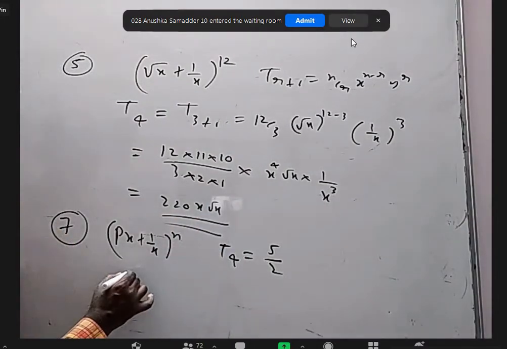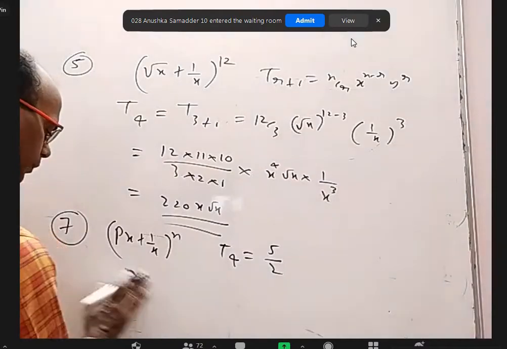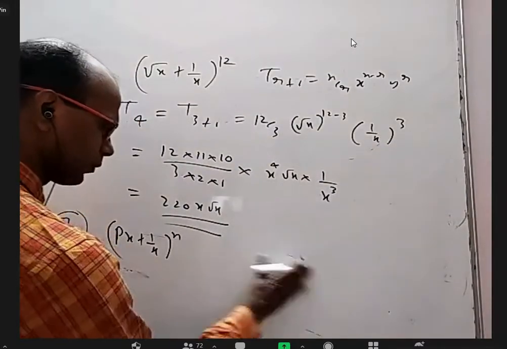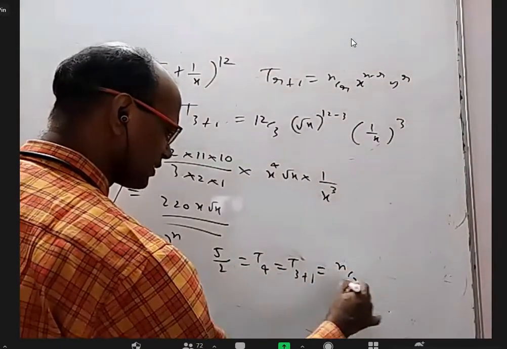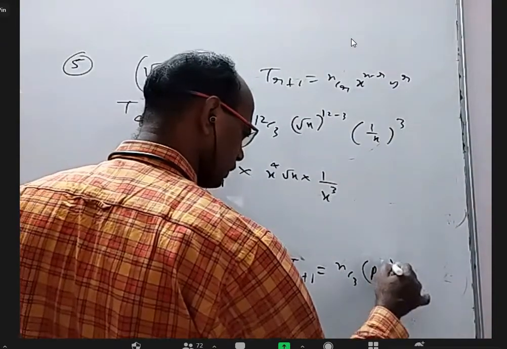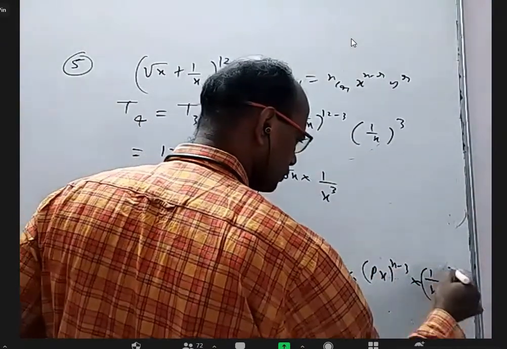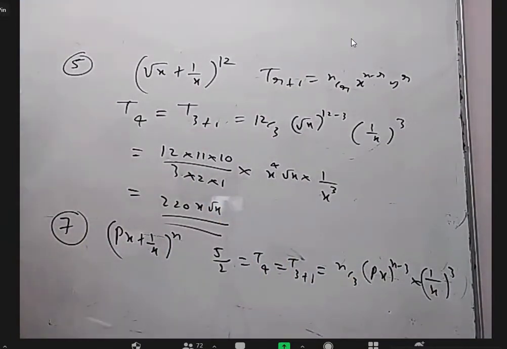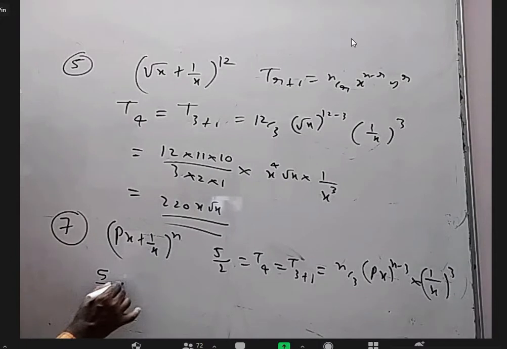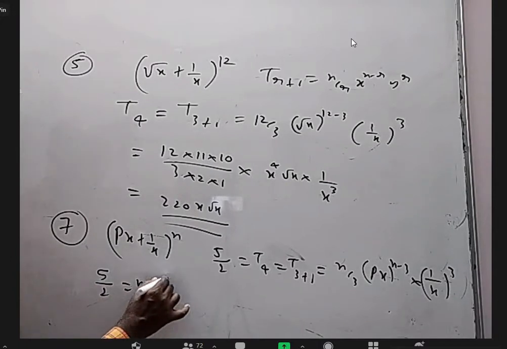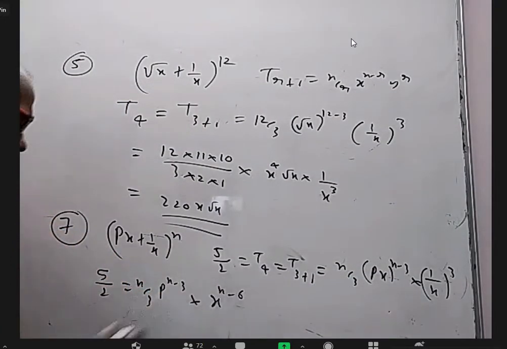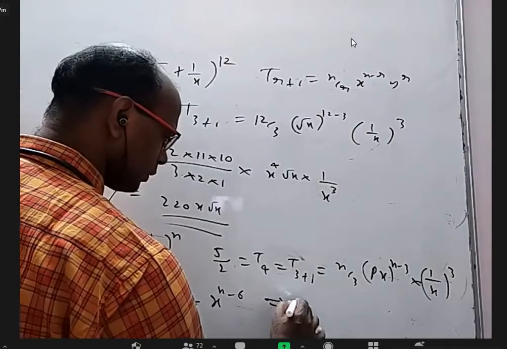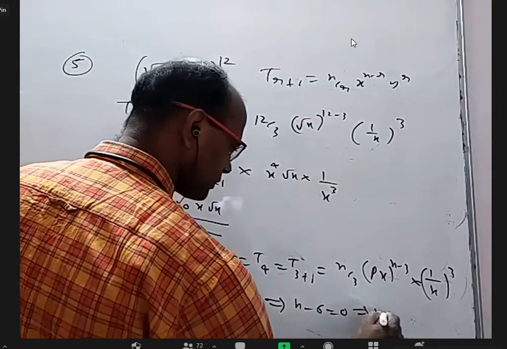Okay, fourth term means, again I write T3 plus 1. 5 by 2 is T4, which is T3 plus 1, which is nC3, Px whole power n minus 3, 1 by x whole cube. So same, 5 by 2 is nC3, P power n minus 3. This is x power n minus 3 and this x cube, so it will become x power n minus 6. There is no x term here, but here x is there. So the power of x should be 0. n minus 6 equal to 0 implies n equal to 6.